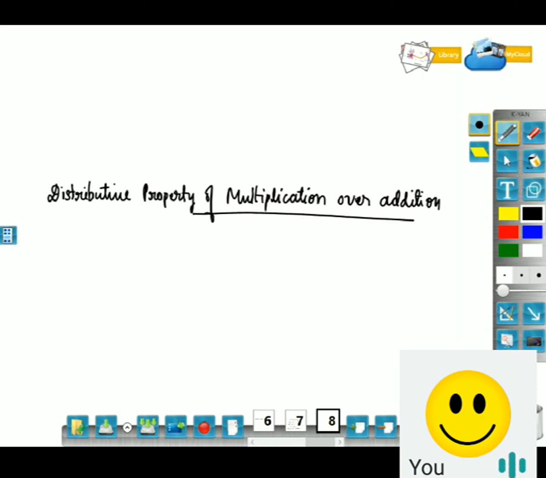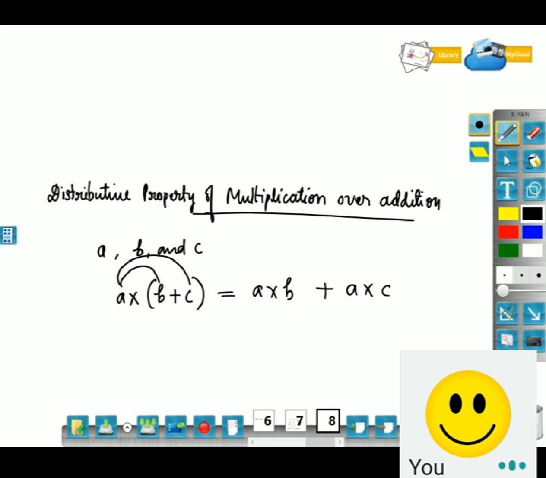Okay. So according to this distributive property, we have already studied this property in 6th also. So what we have to do? We have to take any three integers. Let us take them as A and B and C. So we have taken three integers A, B, C. According to this property, A into B plus C is equal to A into B plus A into C. So what we are doing here, we multiply A with B, and in the same way we multiply A with C also.